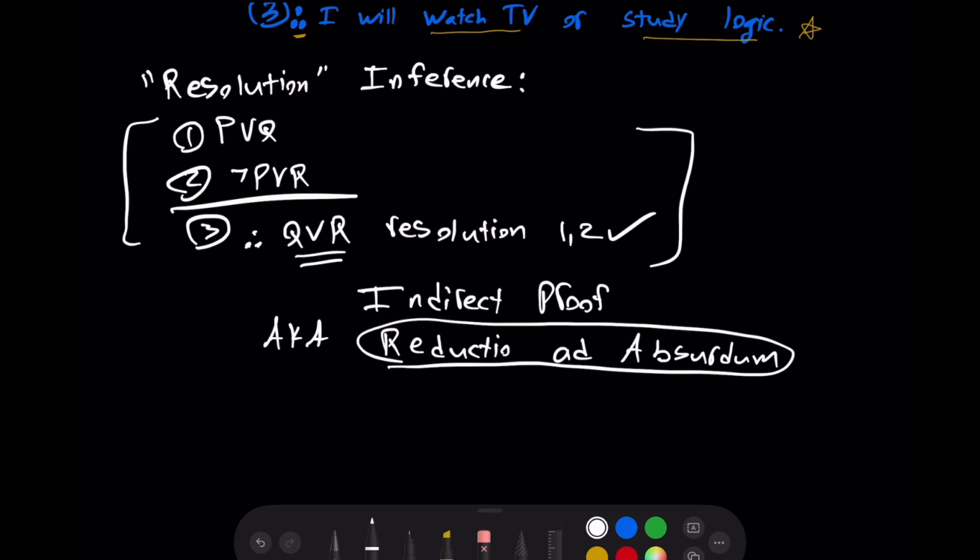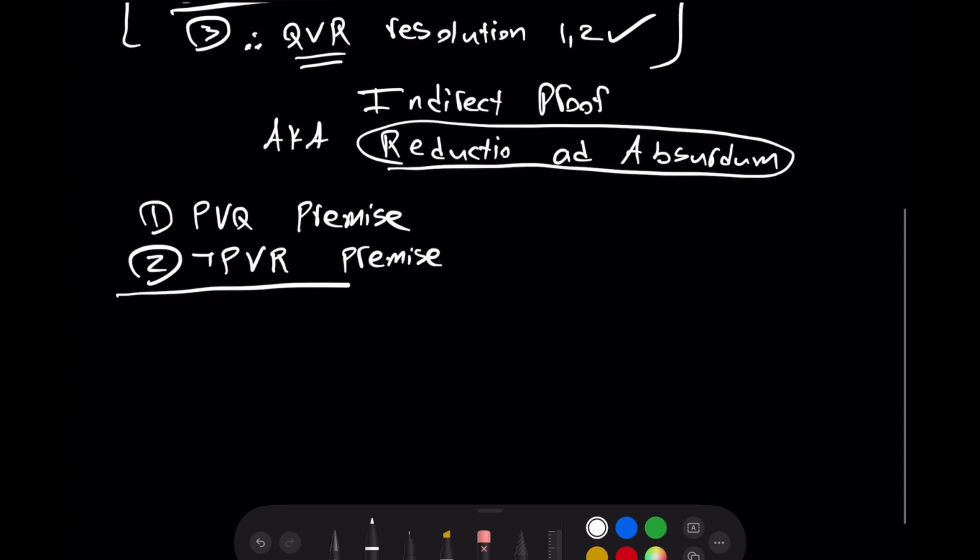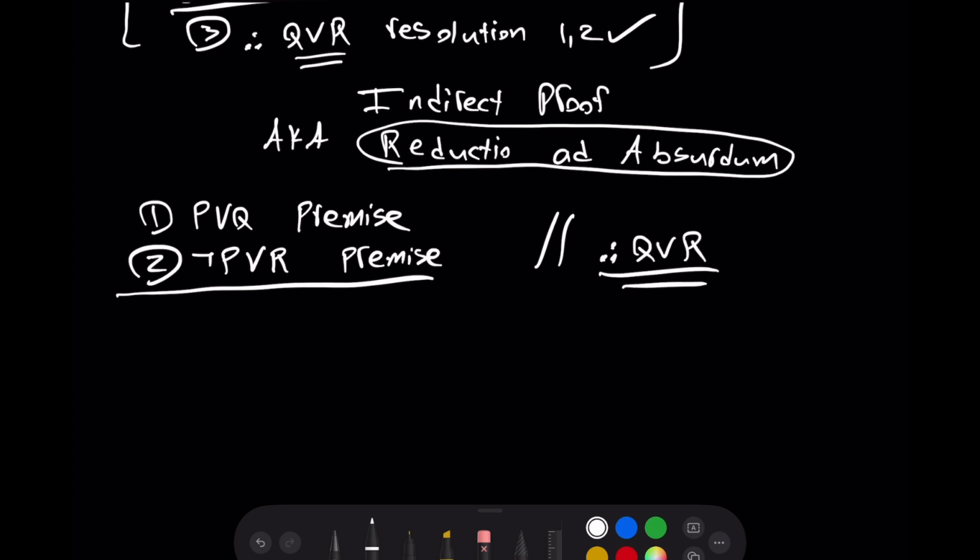So let's do that. And so our first premise is P or Q. Our second premise is not P or R. And we ultimately want to prove that Q or R is the case. And we're going to do an indirect reductio ad absurdum proof. So the first thing we'll do for line 3 is assume the opposite of what we want to prove. So we will say not, parentheses, Q or R.